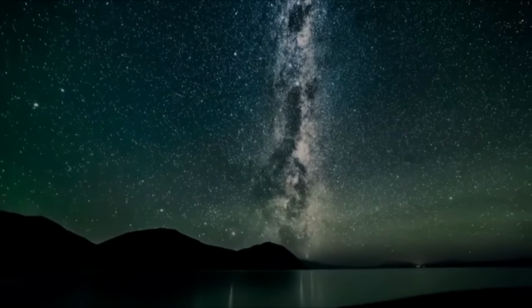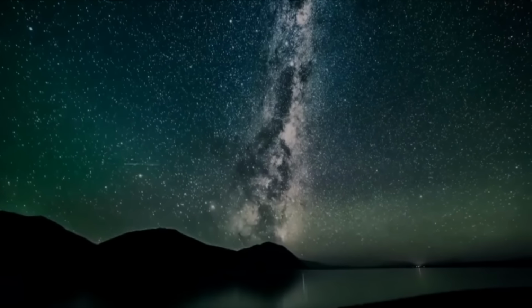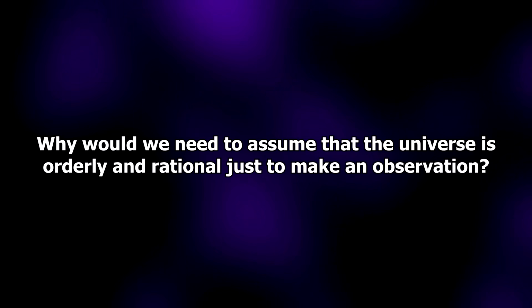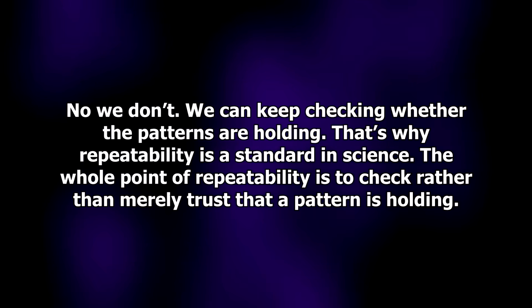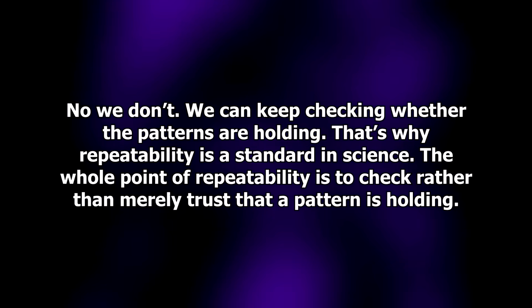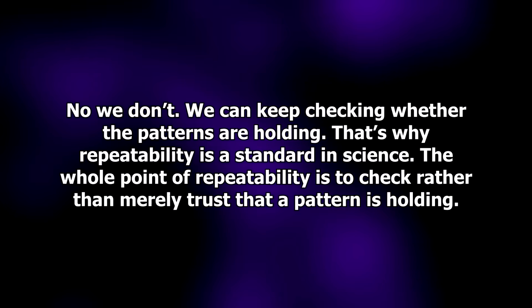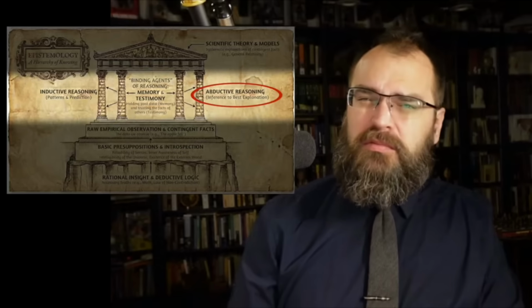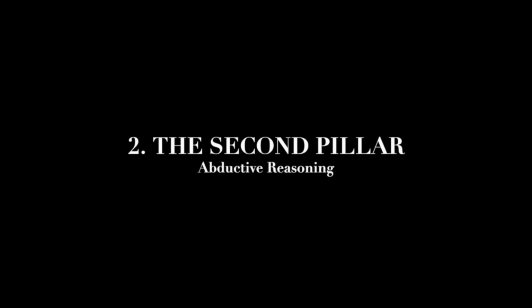We also have to assume that the universe is orderly and rational at all just to make the observations and predictions that we do. Why would we need to assume that the universe is orderly and rational just to make an observation? And theists and atheists alike, both are standing in this same situation. We both have to trust that the patterns will hold. No, we don't. We can keep checking whether the patterns are holding. That's why repeatability is a standard in science. The whole point of repeatability is to check rather than merely trust that a pattern is holding. But patterns only tell us what happens. They don't tell us why it happens.